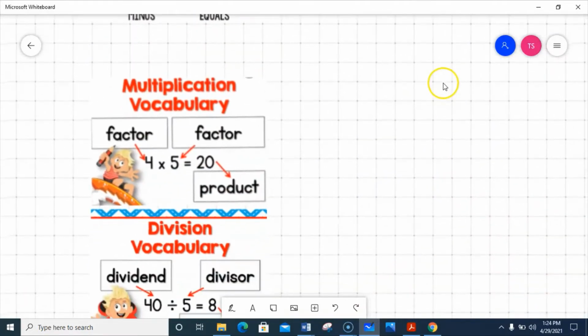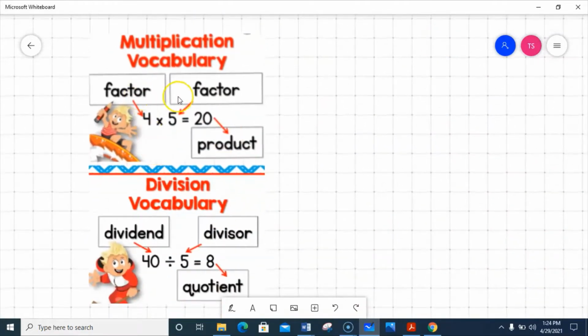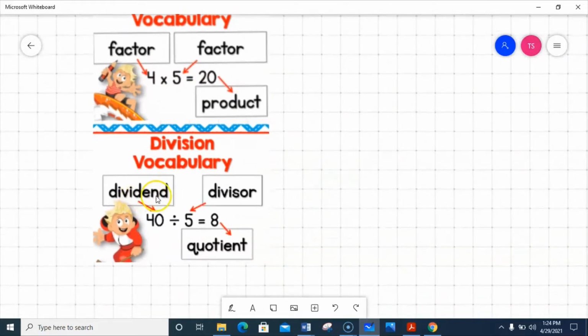Multiplication vocabulary. You know, it's factor, those two numbers we put together in our multiplication to get our product. And there's a commutative property of multiplication, which means we can switch numbers around. 5 times 4 is also 20. And division vocabulary: dividend, divisor, quotient. Quotient's the answer to a division problem.